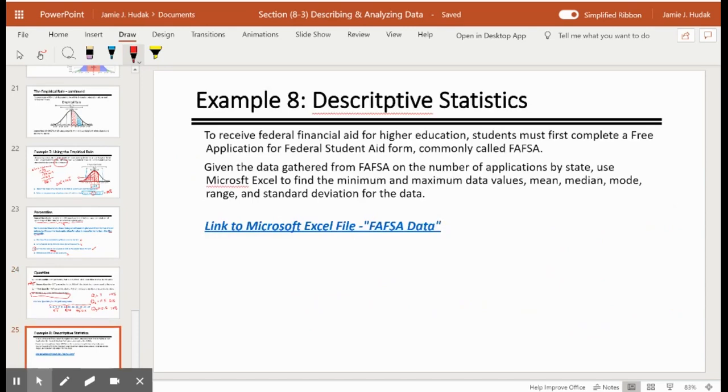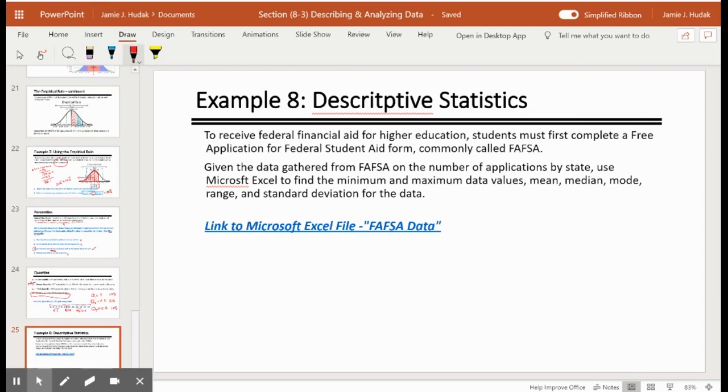Finally, example 8 is descriptive statistics. In this example, it says to receive federal financial aid for higher education, students must first complete a free application for federal student aid form, commonly called FAFSA. And it says the given data gathered from FAFSA on the number of applications by state. We're going to use Microsoft Excel to find the minimum, the maximum data values, the mean, the median, the mode, the range, and the standard deviation for the data.